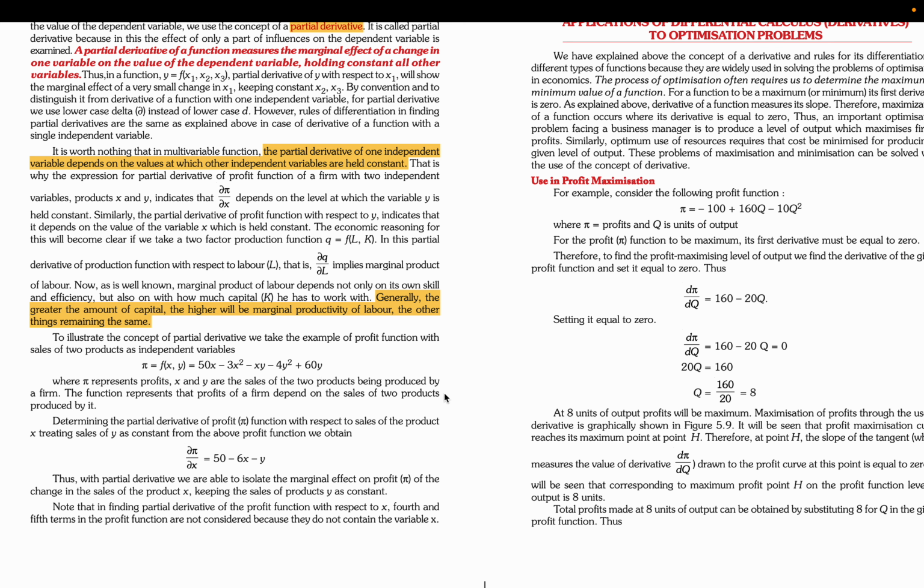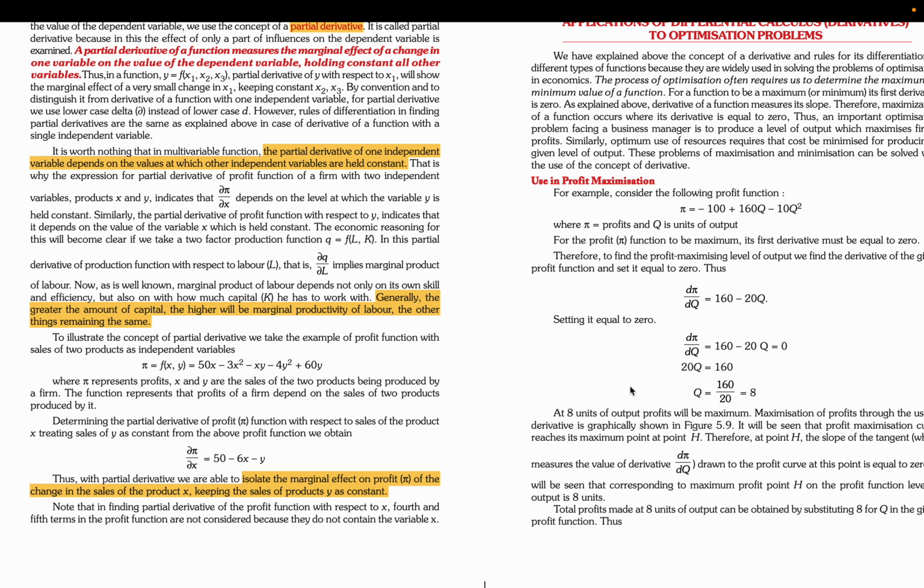Thus, with partial derivatives, we are able to isolate the marginal effect on profit of the change in the sales of product x, keeping the sales of y constant. So we are basically getting whatever effect on profit the sales of product x is having, while keeping whatever effect on profit the sales of y is having constant.